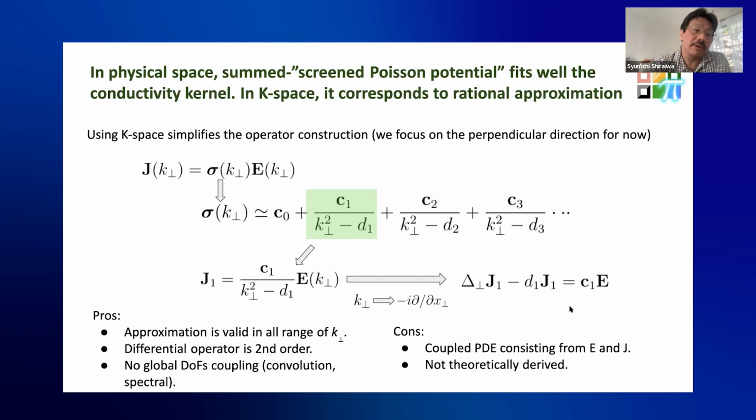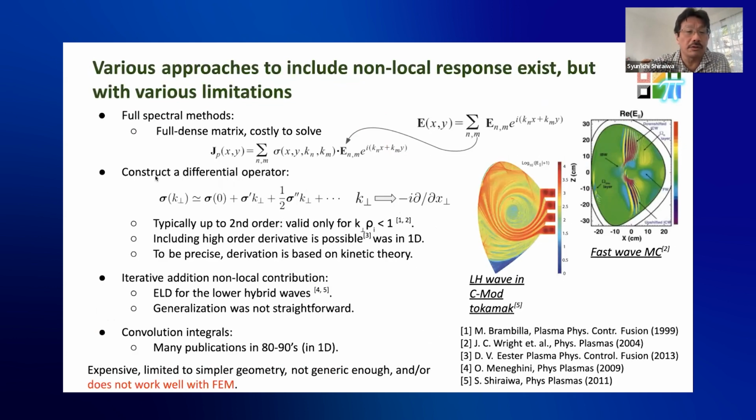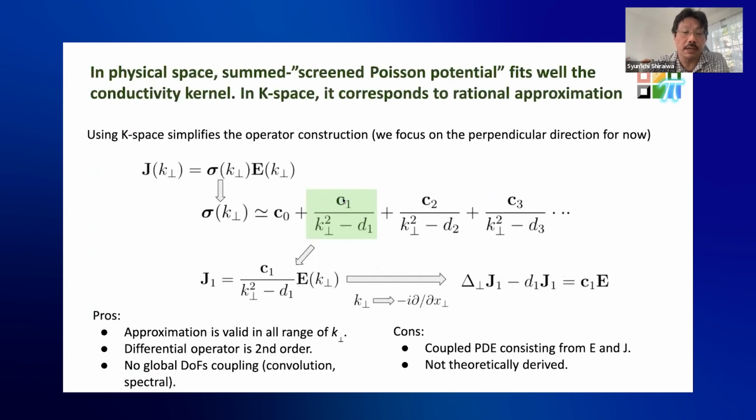So the difference from the previous approach of constructing the differential operator, where usually what people have done is use the Taylor expansion, is that instead, what we are proposing is to do the rational expansion, and then move this denominator to the left-hand side. There are several benefits of doing this. One, because this is a rational expansion, this approximation is valid for all ranges of k perp. It includes only up to second order, and of course, there's no convolution, no spectral basis function, so there's no global coupling of degrees of freedom.